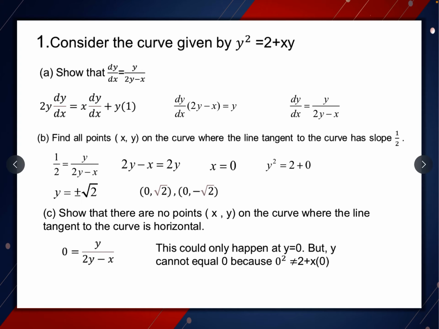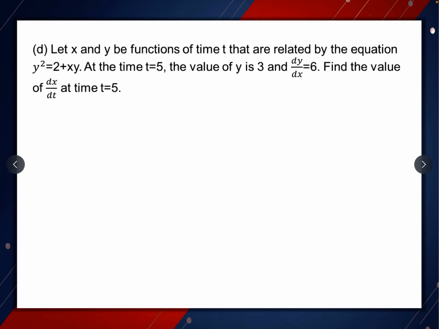C. Show that there are no points (x, y) on the curve where the line tangent to the curve is horizontal. The line tangent to the curve is horizontal, which means the slope is 0. So 0 will equal y over 2y minus x. So we can see that this could happen only at y equal to 0. But y cannot equal 0, because 0 squared is not equal to 2 plus x when x equals 0.